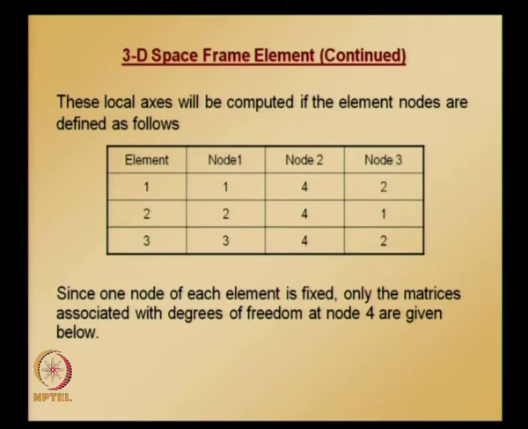for all degrees of freedom, we will be assembling the contribution which goes into the global equation system, which corresponds to the degrees of freedom at node 4. So, now we need to assemble the element equations for each of these elements. For that we need to get the rotation matrix.